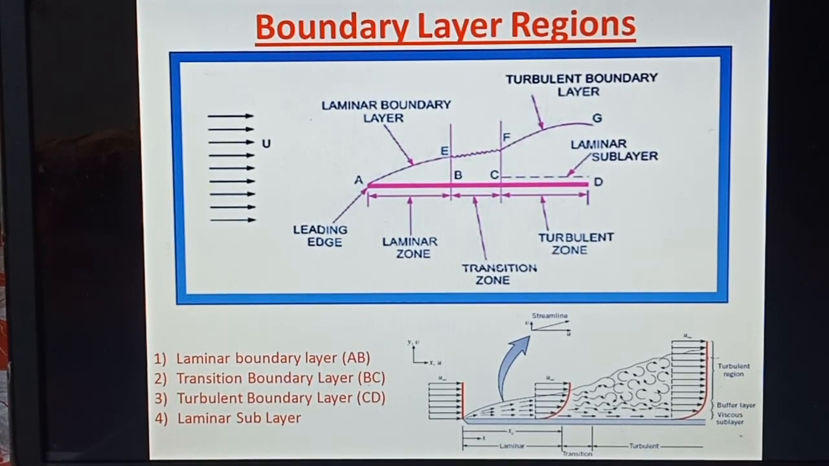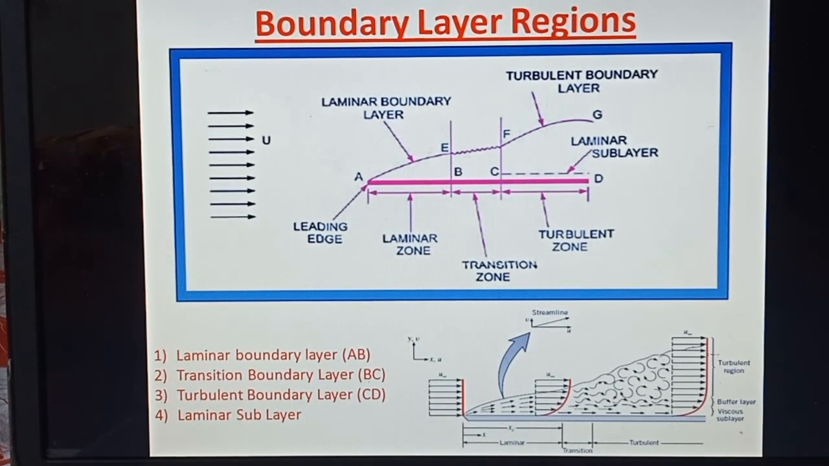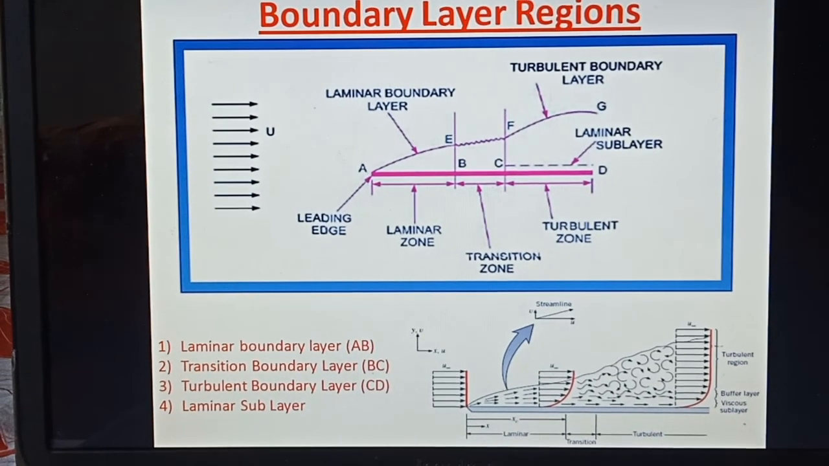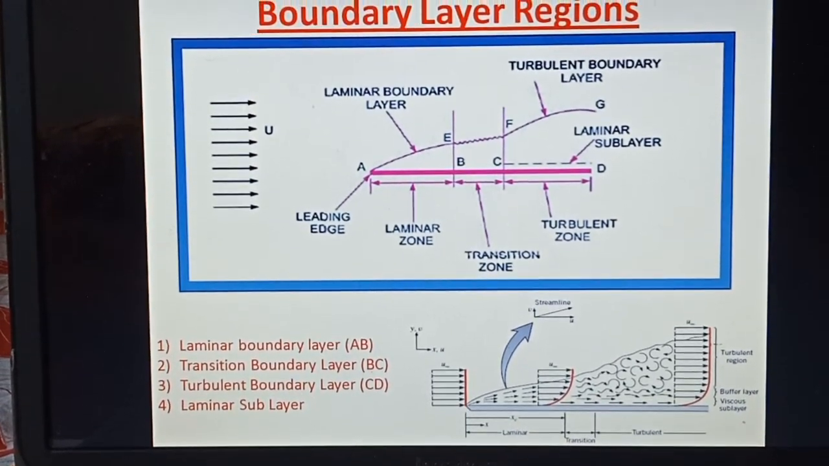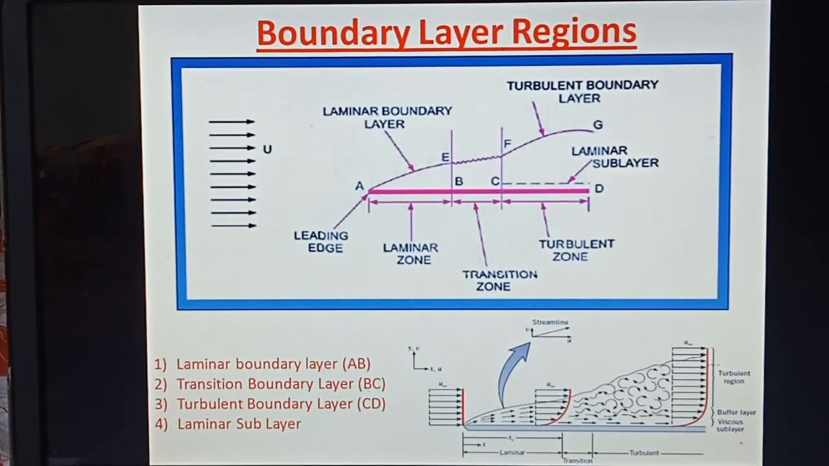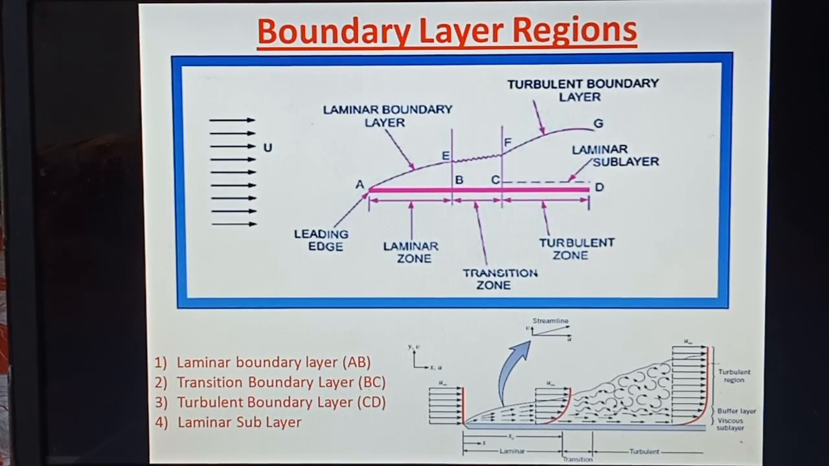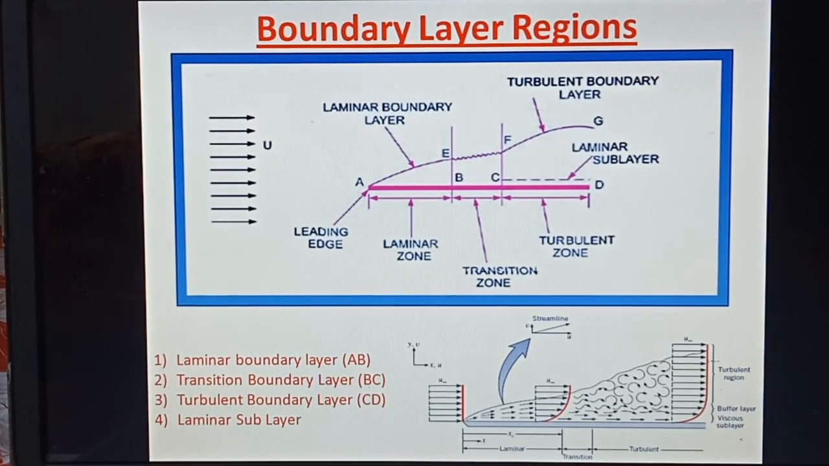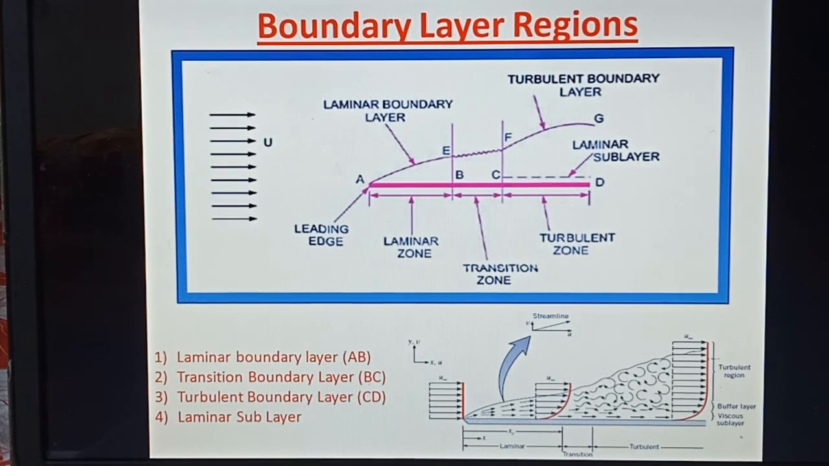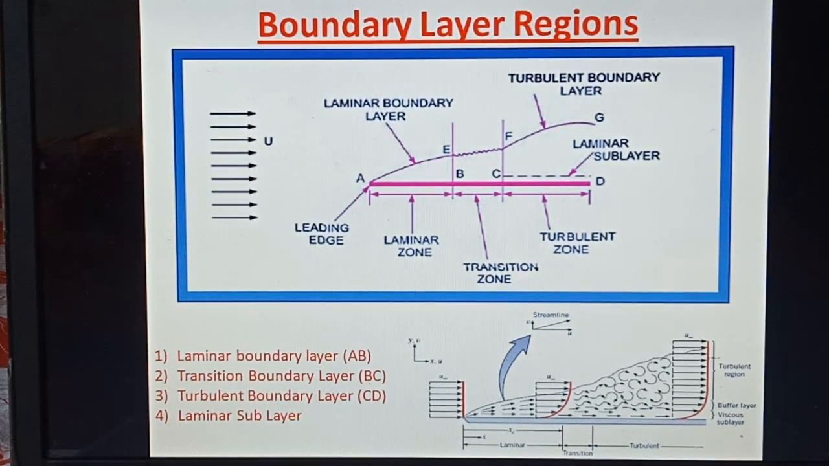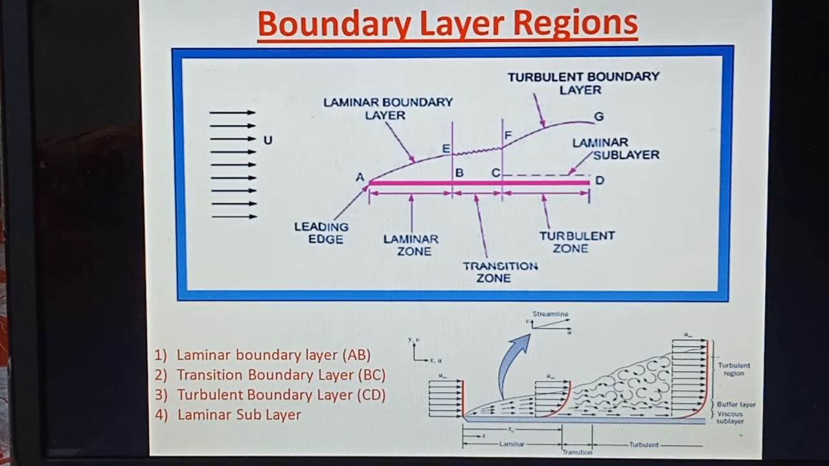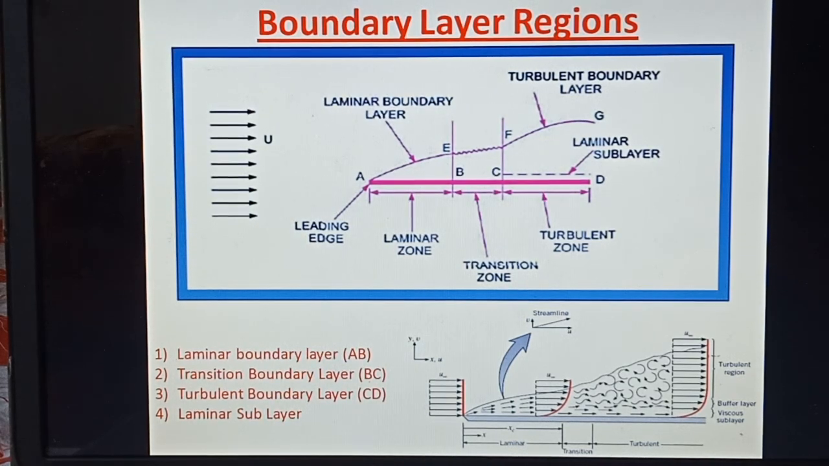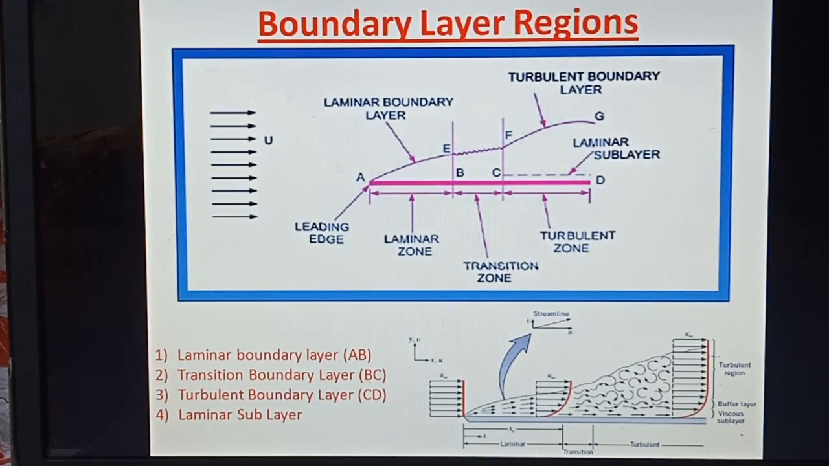Now we will discuss the various zones of a boundary layer, and the main three zones are laminar, transition, and turbulent. The fourth one is the laminar sublayer. So now one by one we will discuss all these zones. First of all, the laminar zone. In the figure, A to B is called the laminar zone. Why? For that, see the second diagram. In the second diagram, you can see in the laminar zone A to B, the fluid moves in the form of layers. Why? Because in the zone A to B, means in the laminar zone, the variation in velocity is very small as compared to the turbulent zone.